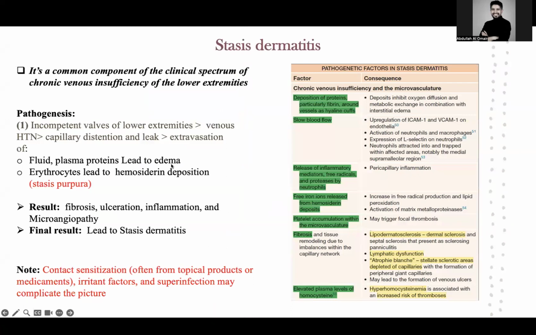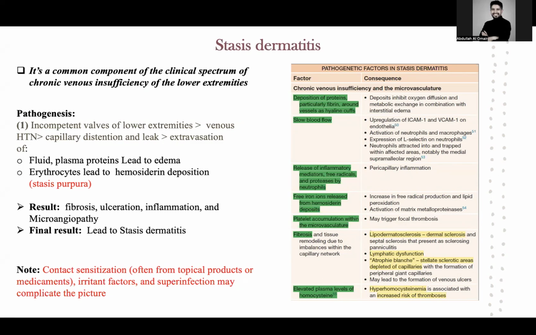So starting with the first part, which is stasis dermatitis, it's a very common thing. This condition has two parts of risk factors. The first one, which is the most important, is chronic venous insufficiency. The pathogenesis of this venous insufficiency is very easy. We have risk factors, which mainly happen in patients with immobilization, long-standing obesity, taking oral contraceptives, and a lot of other risk factors. So what happens is these patients will have incompetent valves, which mainly happens in the lower part of the extremities.